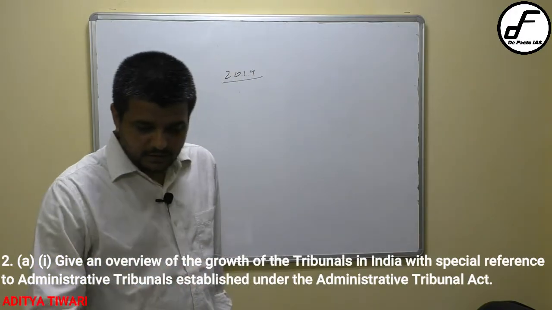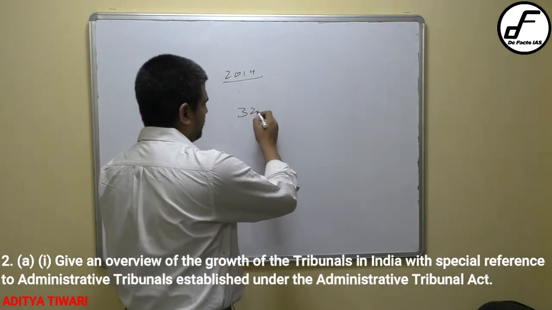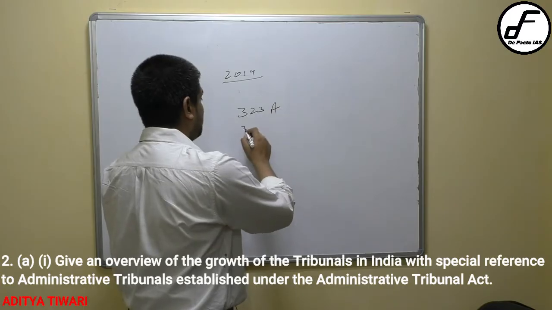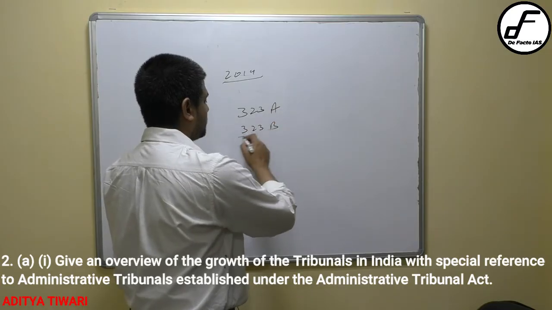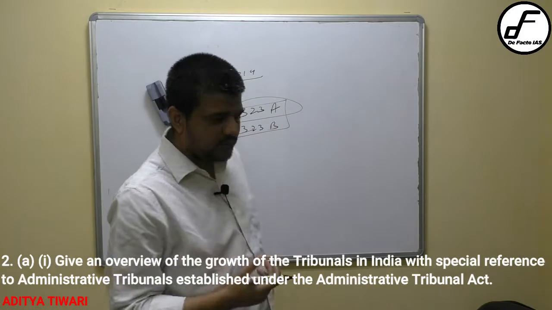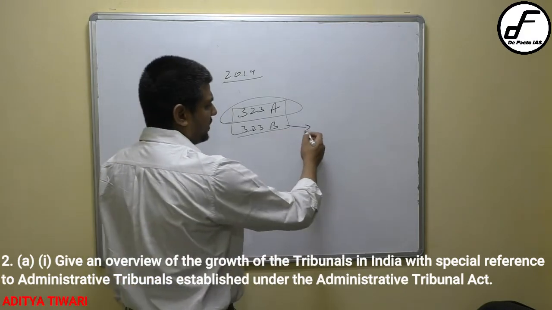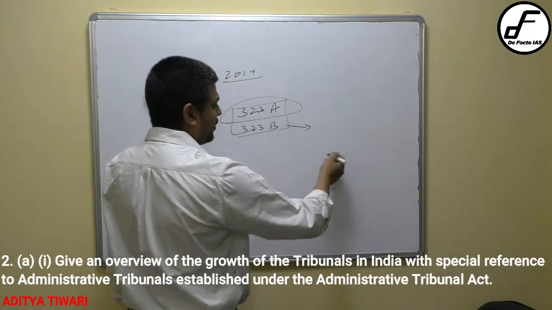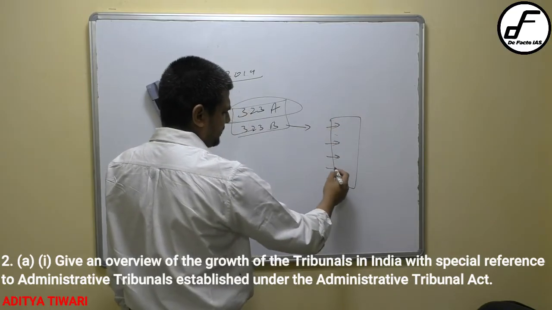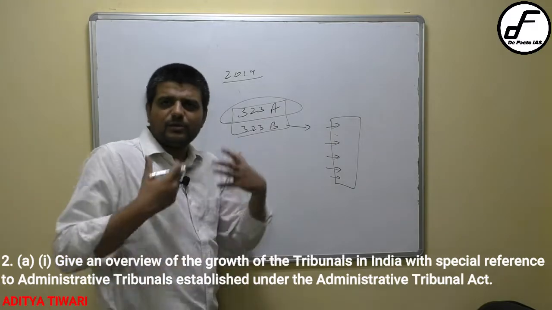You must already know that we have a specific part in our constitution on tribunals, articles 323A and 323B. 323A basically talks about administrative tribunal, and 323B says that the parliament may by law provide for tribunals in certain listed areas. They give us around 7 to 8 topics, and in these topics a tribunal can be made.